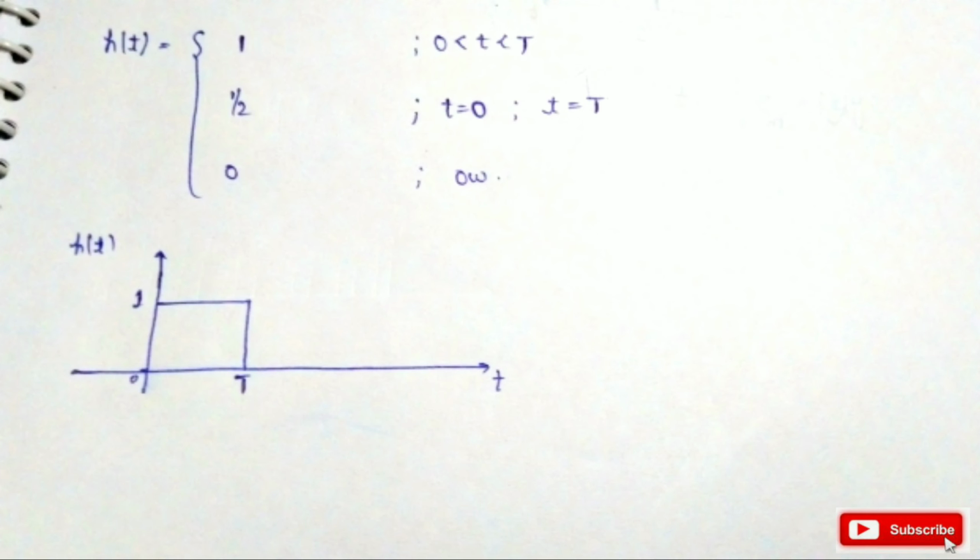We get as our output the output of the flat top sampling. The transfer function of the sample and hold circuit is a rectangular pulse from 0 to T with a magnitude of 1, and at the instants t equal to 0 and t equal to T, its value will be half by the Gibbs phenomenon. In the Gibbs phenomenon, we take the average at that instant, so we take the average of 0 and 1, which is half.